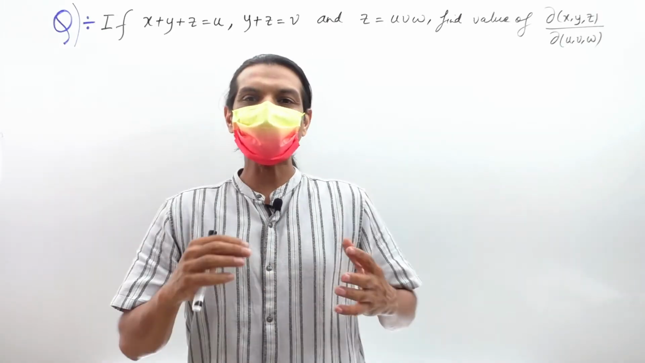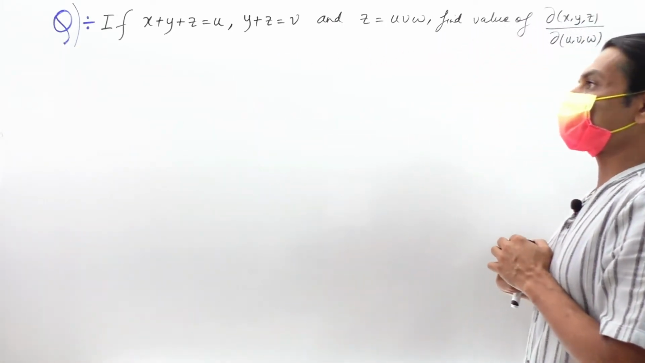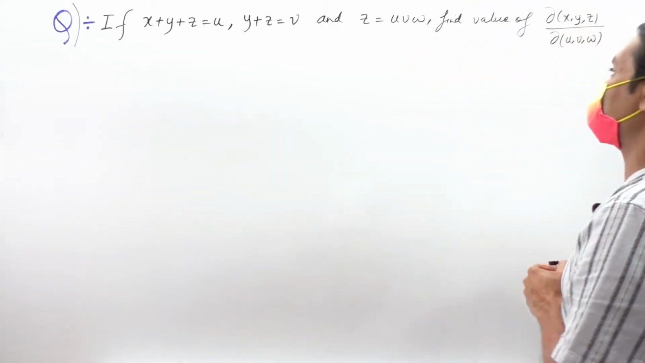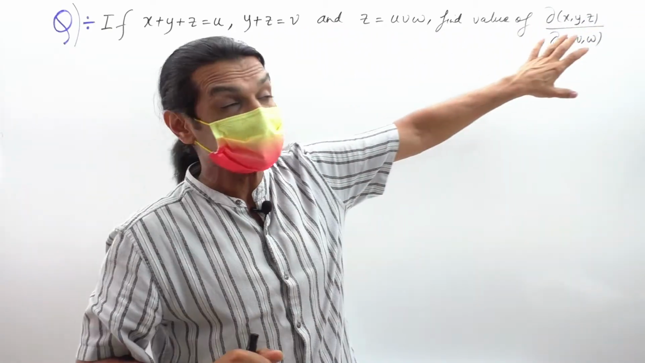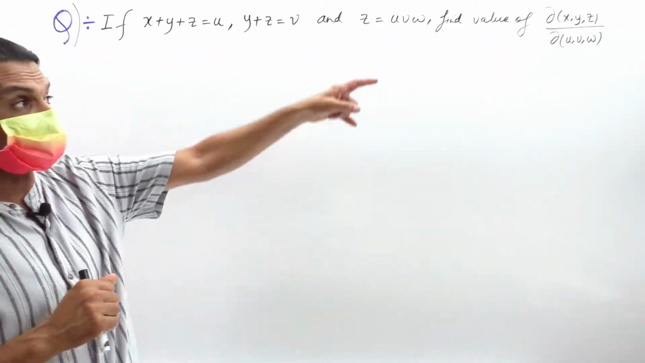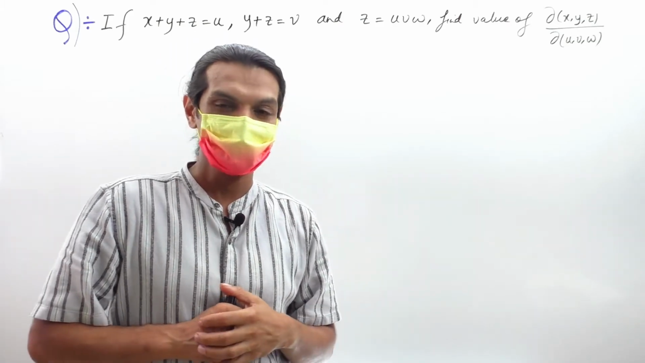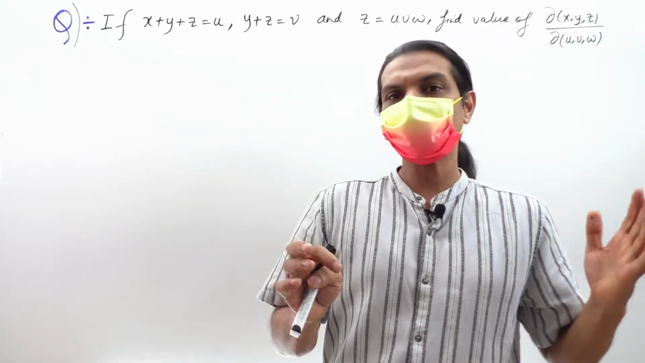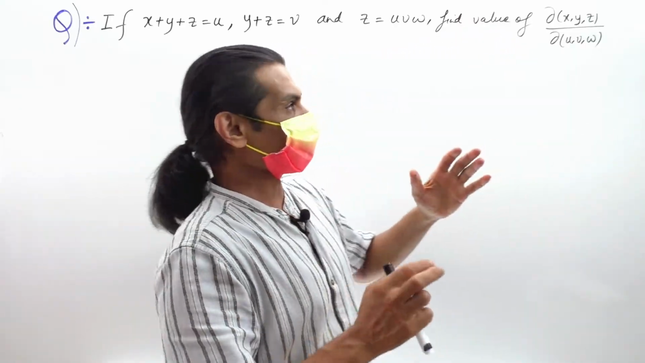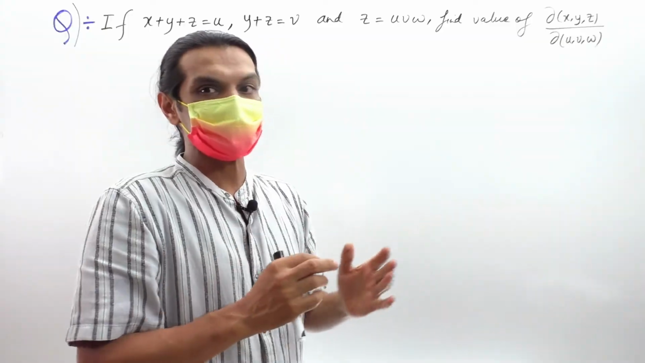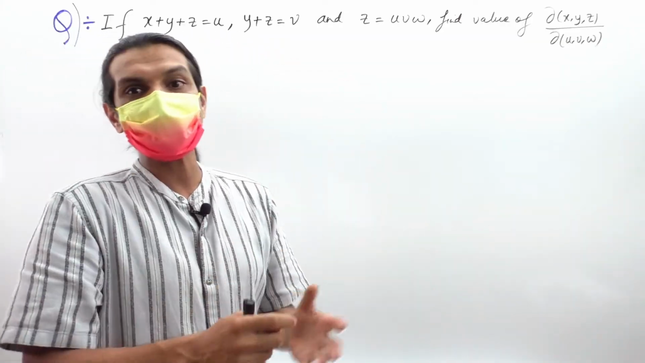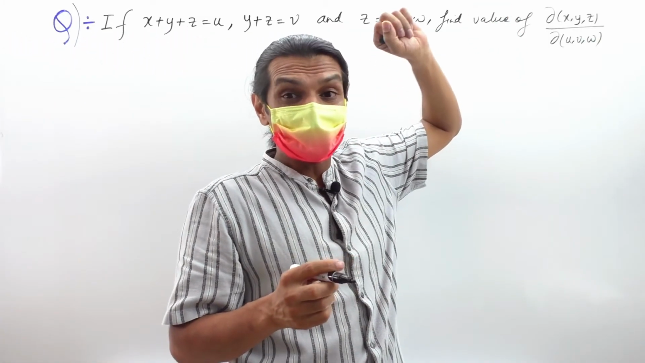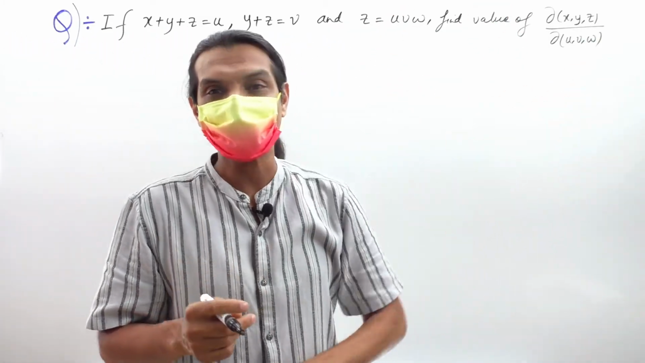So let us solve the next very interesting question here. It says if x plus y plus z is equal to u, y plus z is equal to v and z is equal to uvw, find the value of ∂(x,y,z)/∂(u,v,w). That is the Jacobian of x y z with respect to u v w. A little different question here. In the previous problems which we solved, we were supposed to find ∂(u,v,w)/∂(x,y,z) where u v w were the functions of the variables x y z, but here x y z are the variables and u v w are the functions.